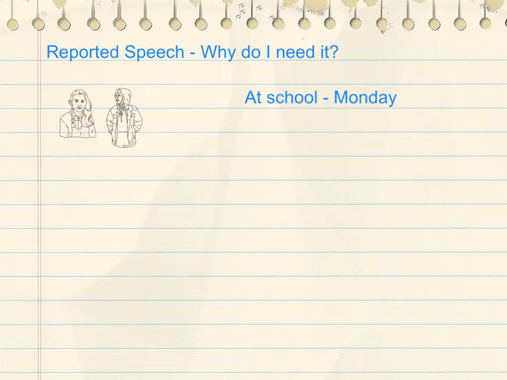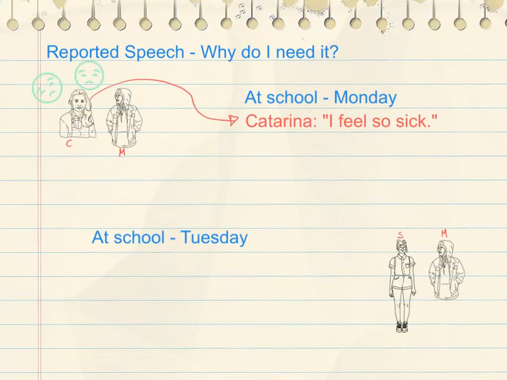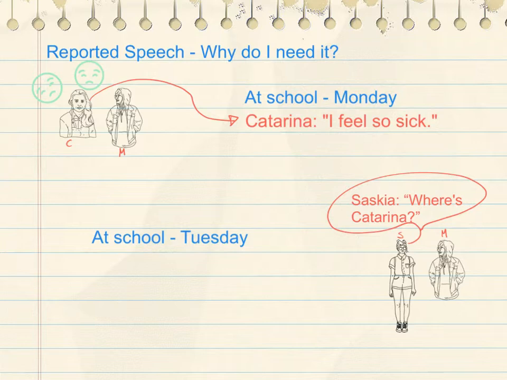Okay, so let's start with why we even need the reported speech. So here we have a picture of Myla and Katerina. Katerina says to Myla, "I feel so sick." The next day at school, Saskia goes over to Myla and asks her, "Hey, where's Katerina?" And Myla answers, "She said she felt so sick." So what Myla's doing here is she's retelling what Katerina said yesterday. So we use it to report back what someone else said.